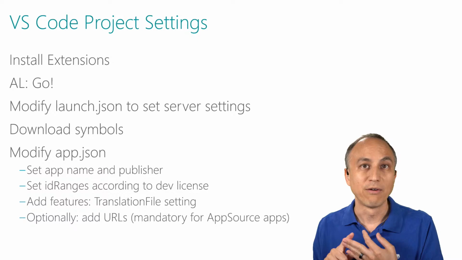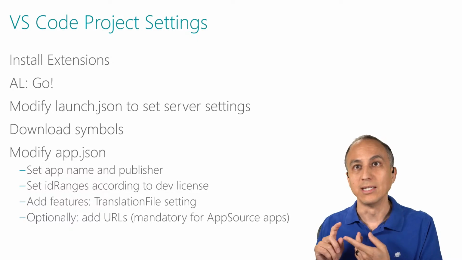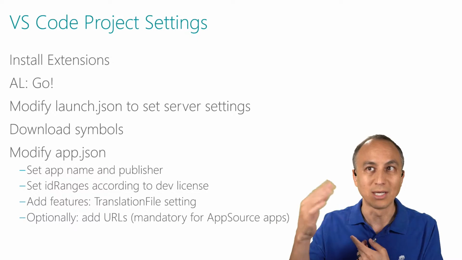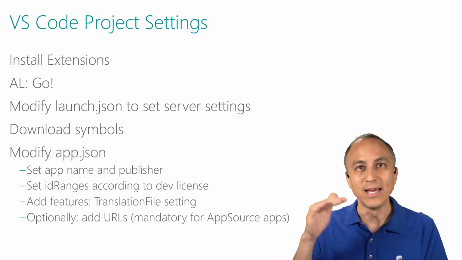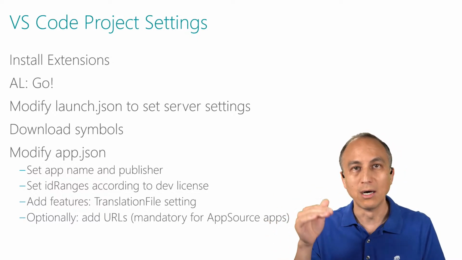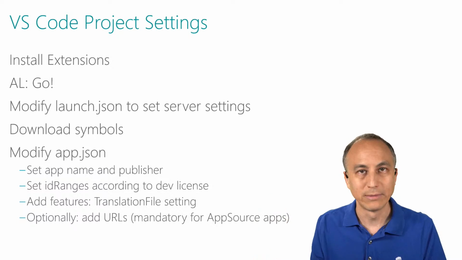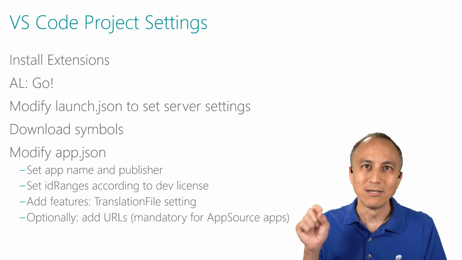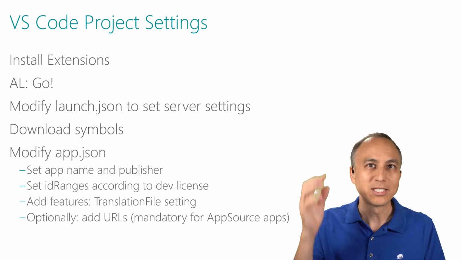Then you need to modify the app.json. You need to set the app name, publisher, ID ranges, features like translation file, and then if you have URLs for your EULA, privacy statement, support, contact information. So you see, these are all minor things individually, but it starts to add up.